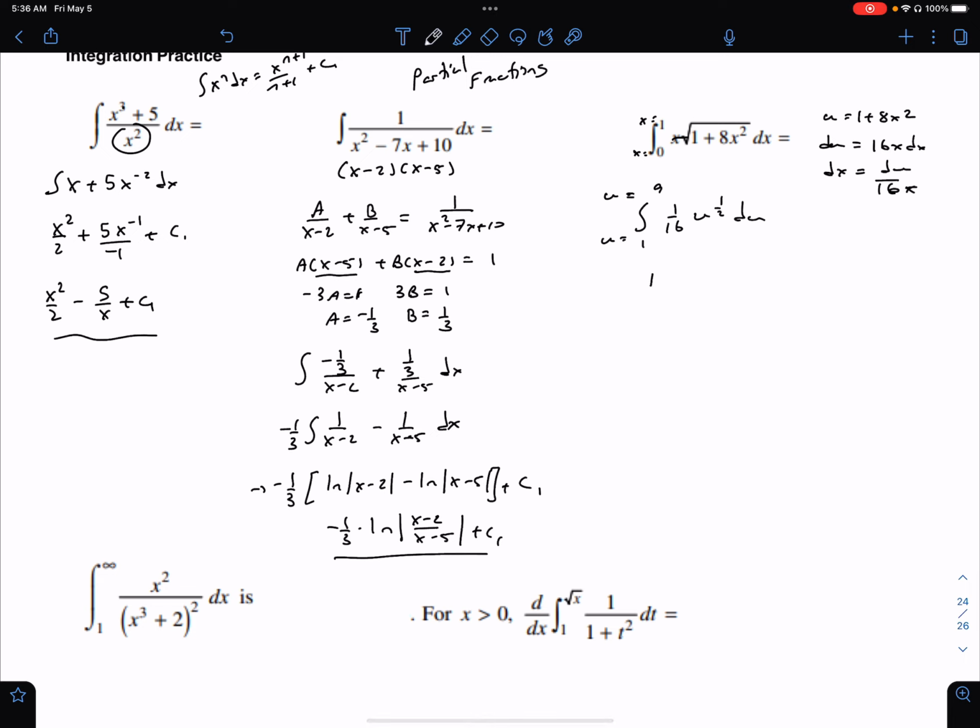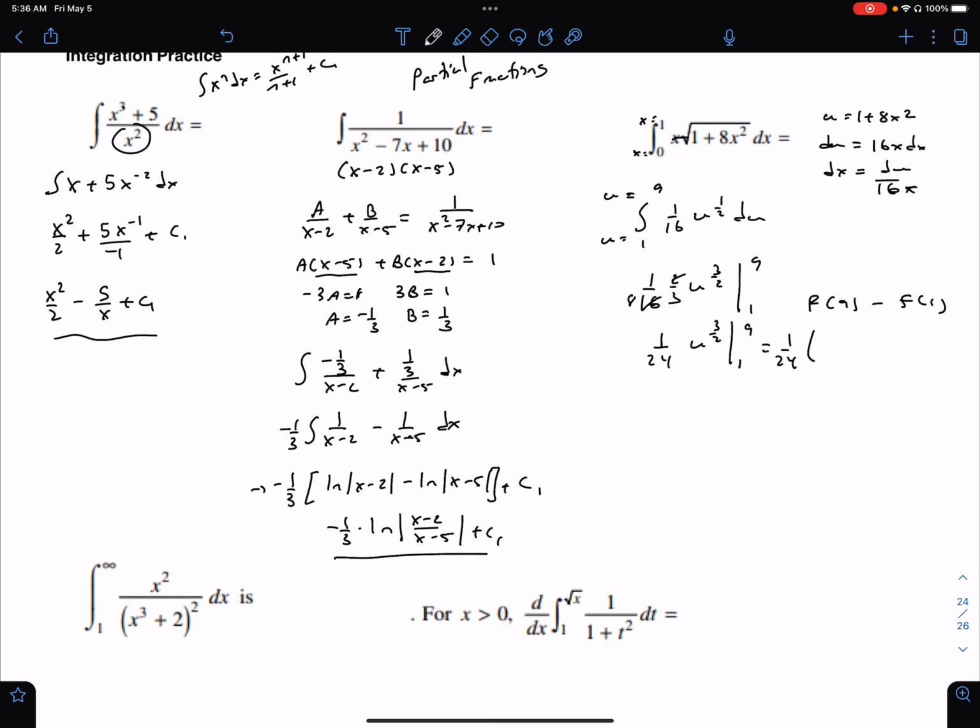When I integrate, we get 1 over 16. We get u to the 3/2 times 2/3 from 1 to 9. Cancel, cancel. It becomes 8. So we get 1 over 24 u to the 3/2 from 1 to 9. Use your FTC: f of 9 minus f of 1.